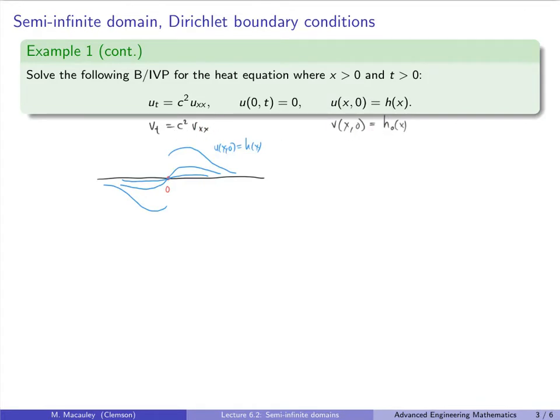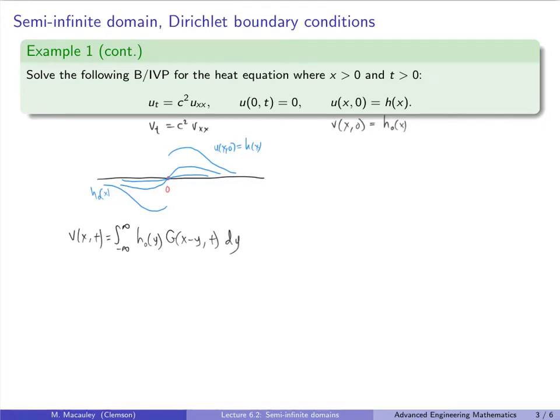Now this is something that we know how to solve. We did this in the last lecture. Recall that v, let me write h naught of x over here. So v of x,t, the solution here, is the integral over the entire real line of the initial condition h naught of y times g of x minus y, t dy.